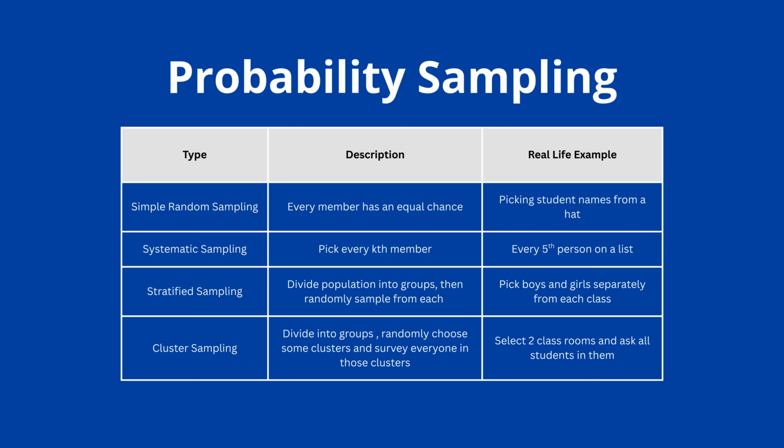Stratified sampling: dividing people into groups like boys and girls and then picking some from each group. This ensures all groups are fairly represented. Cluster sampling: divide into groups like classes, then randomly pick whole groups. Example, choose two classrooms and survey everyone in them. So in this, the most useful is stratified sampling, which you will see later on if you use machine learning. There we mostly use stratified sampling.